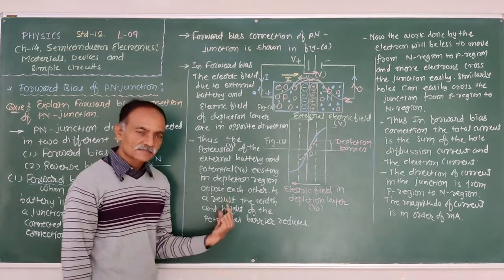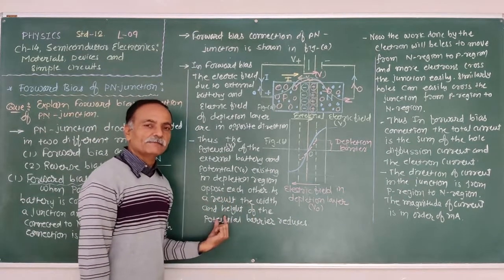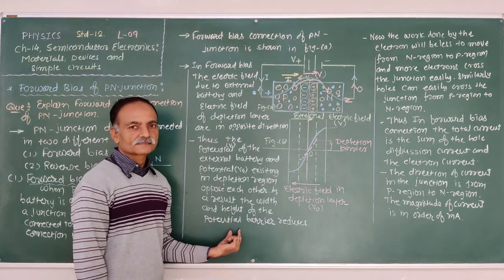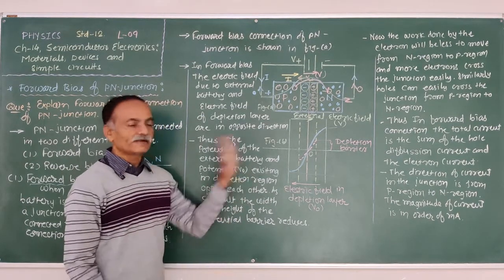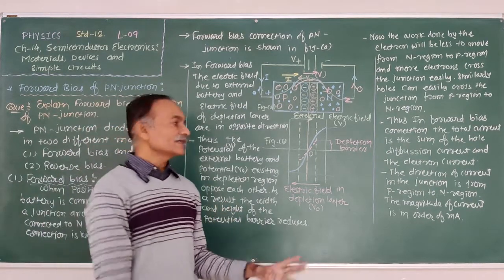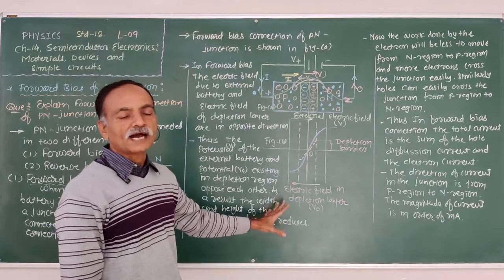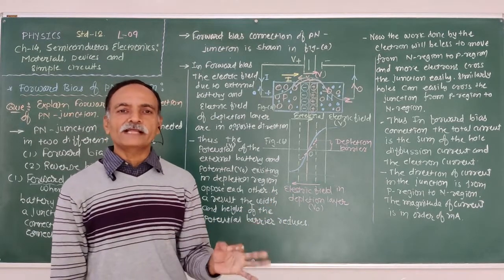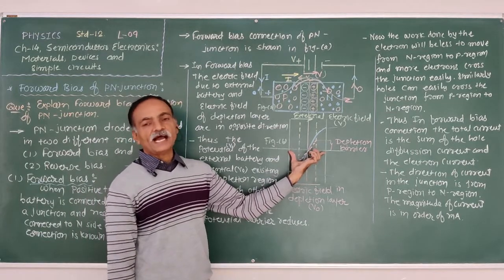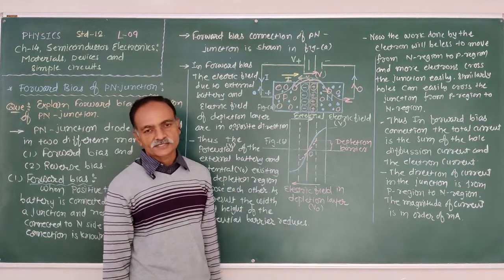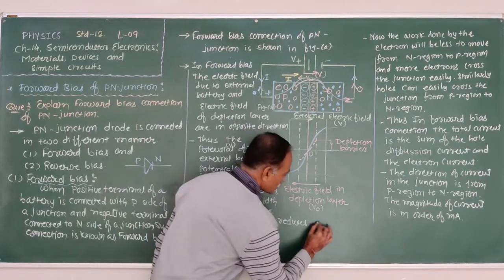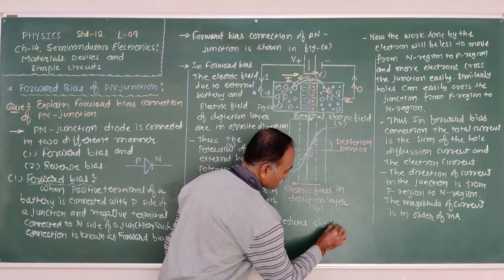As a result, the width and height of the depletion potential barrier reduce. How do they reduce? We already discussed this. It is not necessary to write it down in the answer to this question, but keep in mind why or how the width and height of the potential barrier reduce. That is shown in figure B.